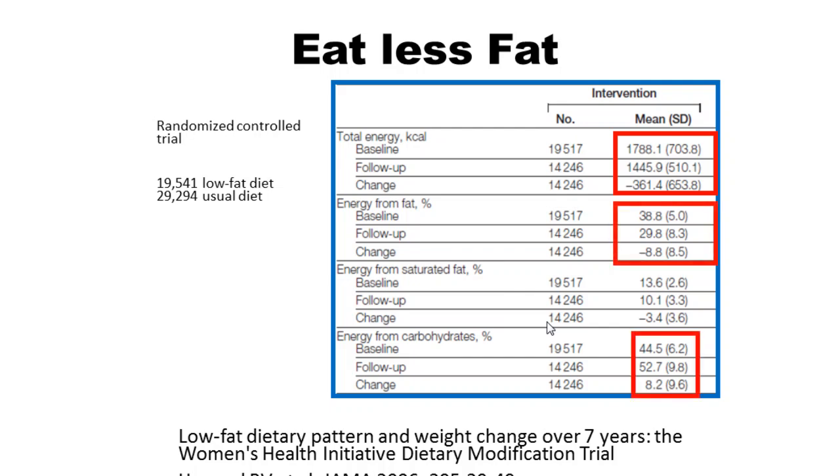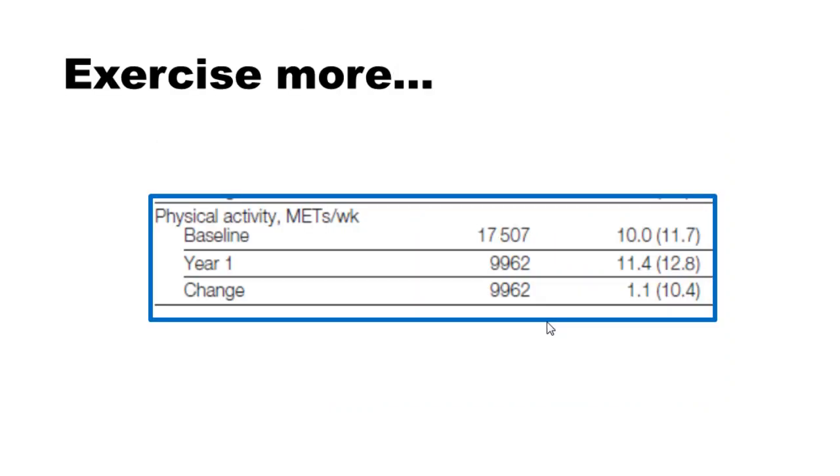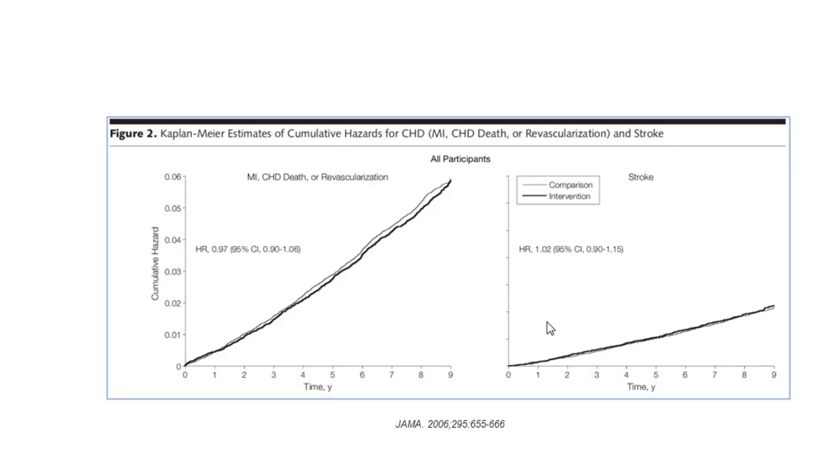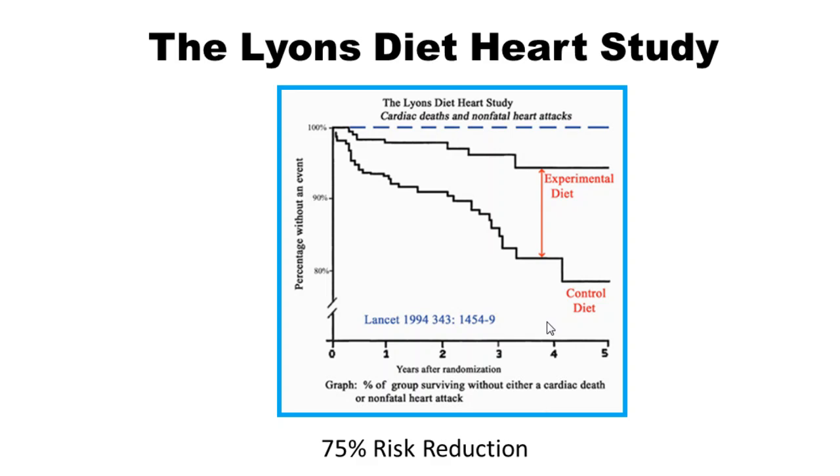So then they looked at, hey, is there any benefit to heart disease? They increased their exercise by about 10%, so these are metabolic equivalents, and this was the result, published in 2006, 13 years ago. You see for MI, cardiac deaths, revascularization, or stroke, no difference. That is, eating less fat didn't make any difference whatsoever. But there was other data.